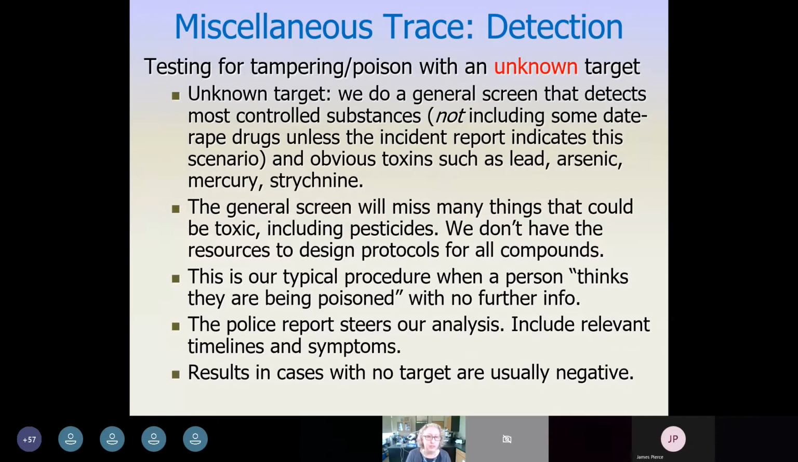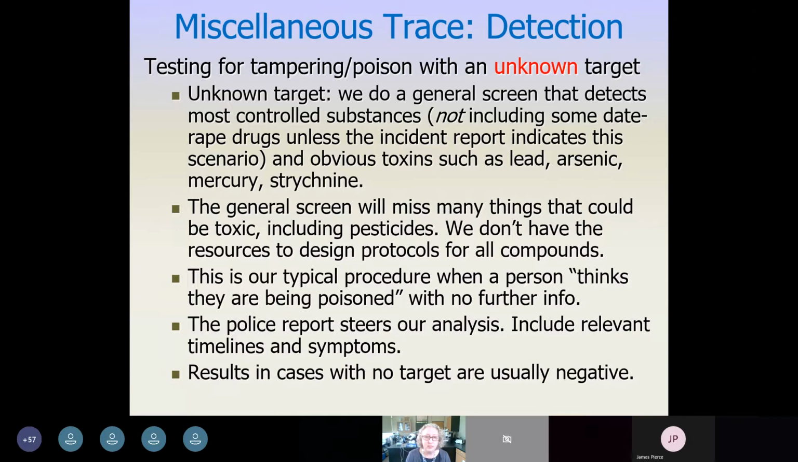What we will do is read your police report very carefully. This will steer our analysis. And what helps us is to look at relevant timelines and any symptoms, or perhaps the individual reports a strange taste or a strange smell or a sediment, any kind of details or clues that would help us know, was this a fast-acting poison? Did it induce vomiting, or did they become lightheaded? Did they pass out? That all helps us. So please do include that in the report that you submit with the evidence.